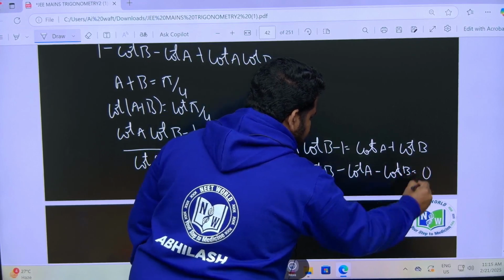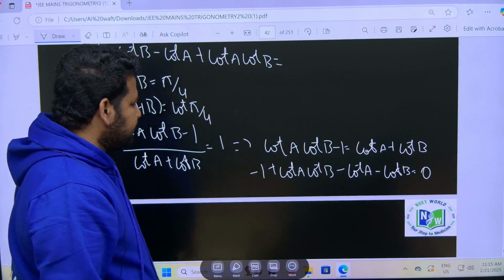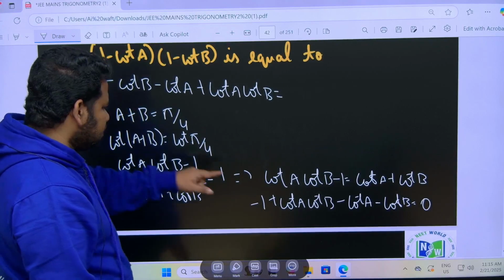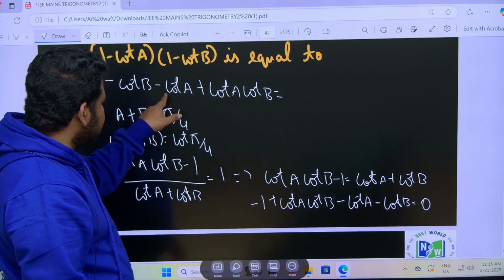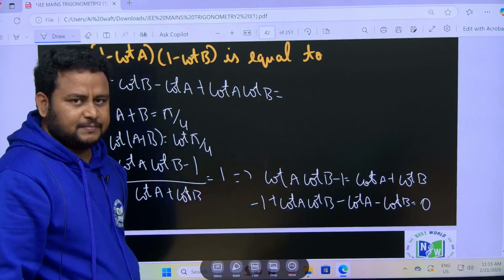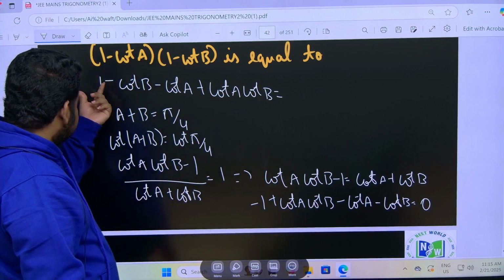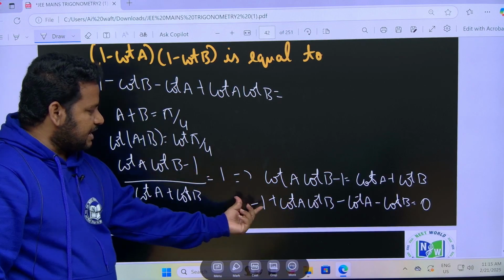This is equal to what? 0. Okay. This is what we got. But what do we have here? Here we have minus cot B. Here also we have minus cot B. Here we have minus cot A. Here also we have minus cot A. Here we have plus cot A cot B. Here we have plus cot A cot B. That is fine. But what about 1? Here we are having plus 1. Here we are having minus 1.